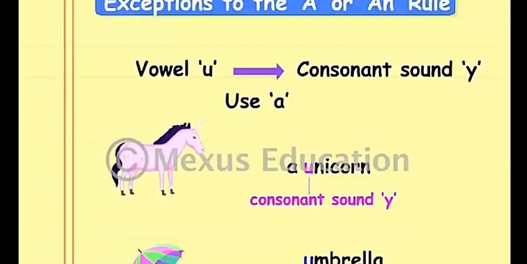So whenever O gives the sound of 1, you will use A. And also only mention A or AN when the things or the objects or the nouns are in singular form. I have umbrellas. I will not say an umbrellas. I have oranges. I will not say an oranges. I have many umbrellas, many oranges, some umbrellas and some oranges.